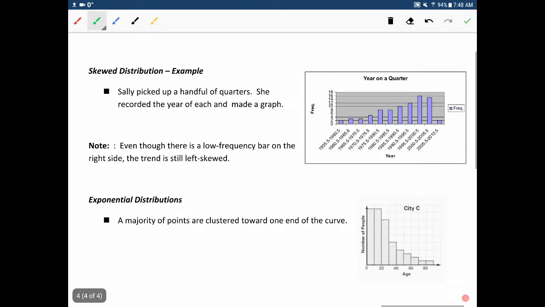Okay, so here's an example. Sally picks up a handful of quarters and records the year on each. Obviously, she's going to have way less of those really early ones. She's going to hit a peak, but then there's probably not very many of the brand new ones. So it's going to be skewed. This is left skewed because the tail is on the left. Okay.